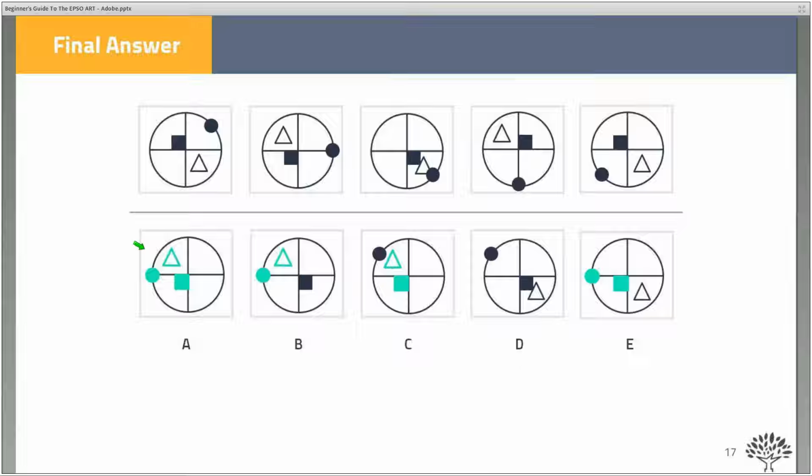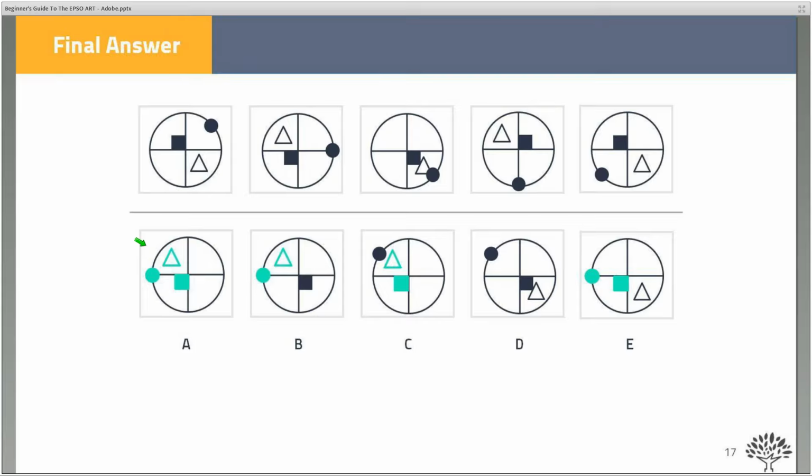You'll never see green in the EPSO exam, but we've used it to show this is the only place where all three rules are consistent, successfully and correctly completed. You might be noticing as well that the process of figuring out what your correct answer is actually more tricky sometimes than figuring out the rules.